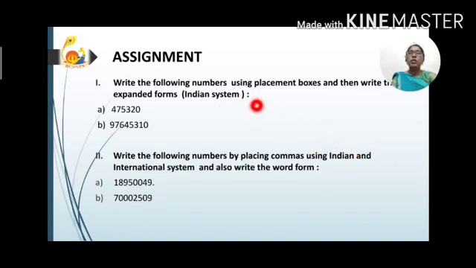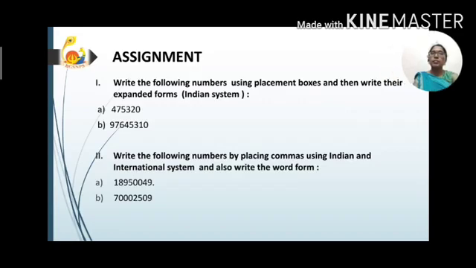Write the following numbers using the placement boxes and write their expanded form in Indian system. So here you have to place commas according to Indian system and write their expanded forms. Now here write the following numbers by placing commas using Indian and international system and write the word form. Here you have to write the expanded form according to Indian system. Here you have to write the word form according to Indian and international system. Is it clear, children? I hope all of you understood.